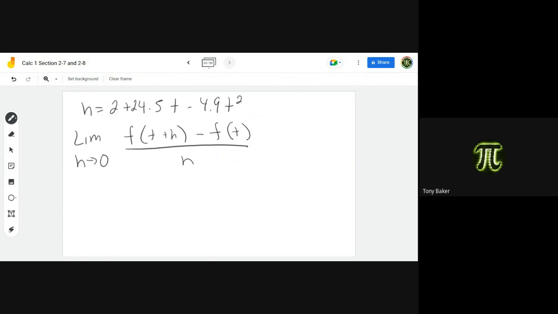So yes, that's just f of t. I should have written that as f of t instead of h, because technically it's the height of the actual object. That's why they used h.